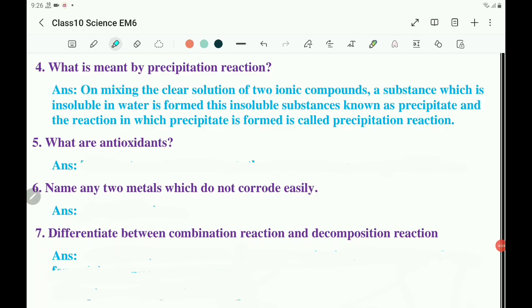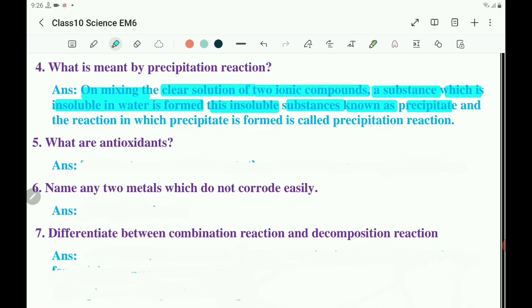Here you take the answer. What is the answer? On mixing the clear solutions of two ionic compounds, a substance which is insoluble in water is formed. This insoluble substance is known as precipitate, and the reaction in which precipitate is formed is called precipitation reaction.